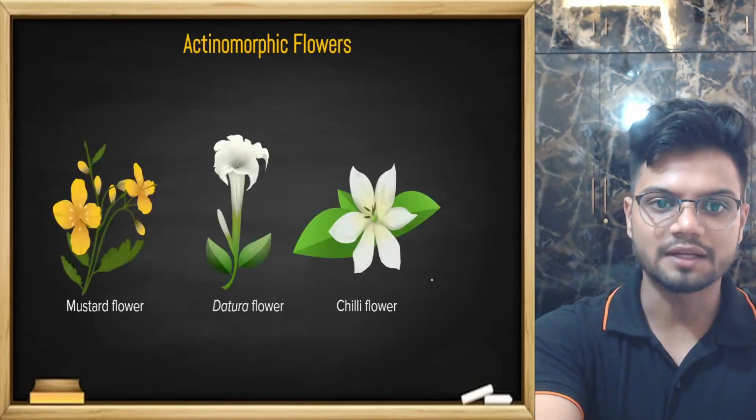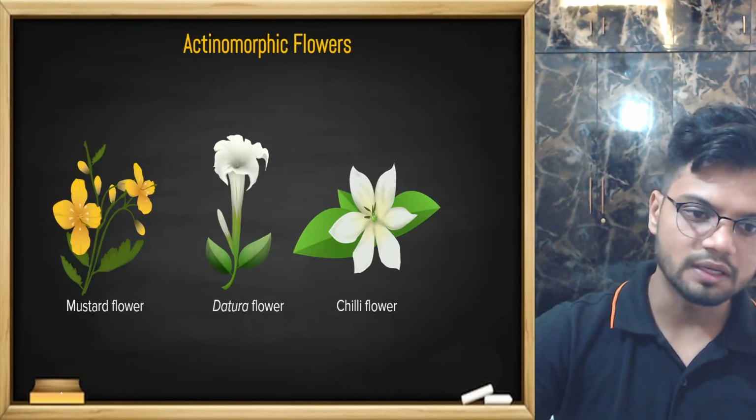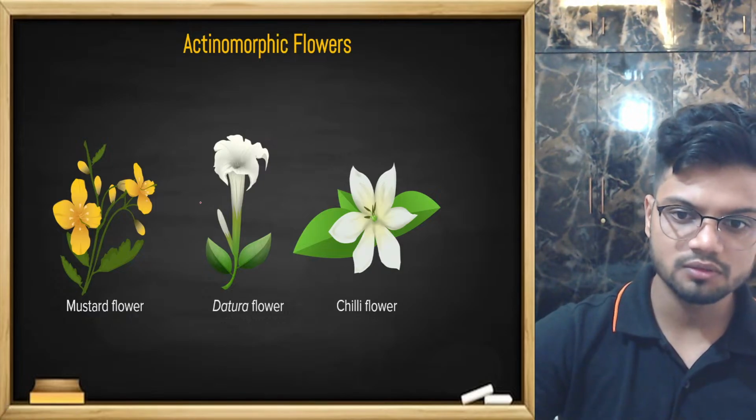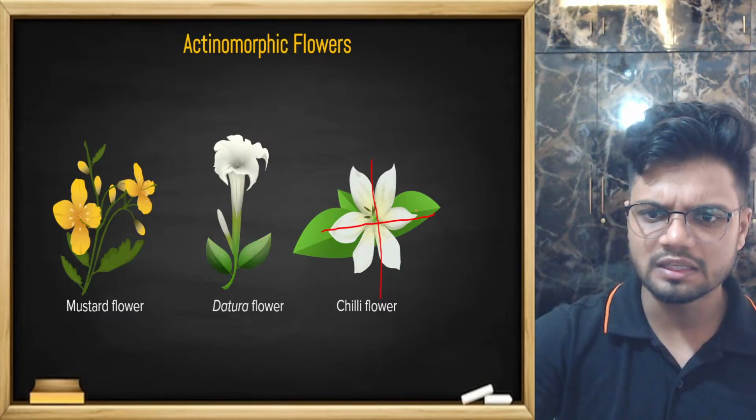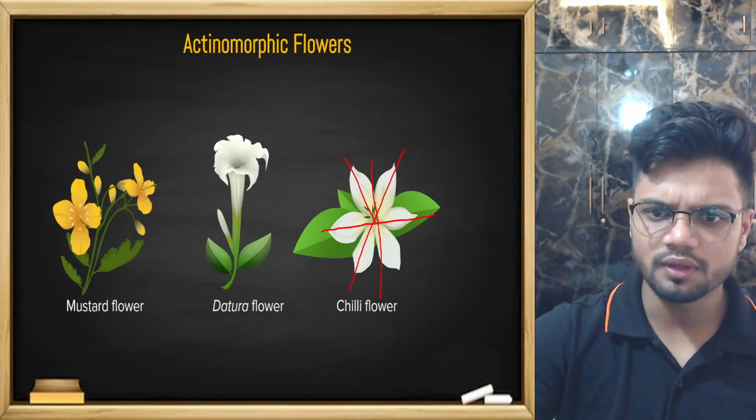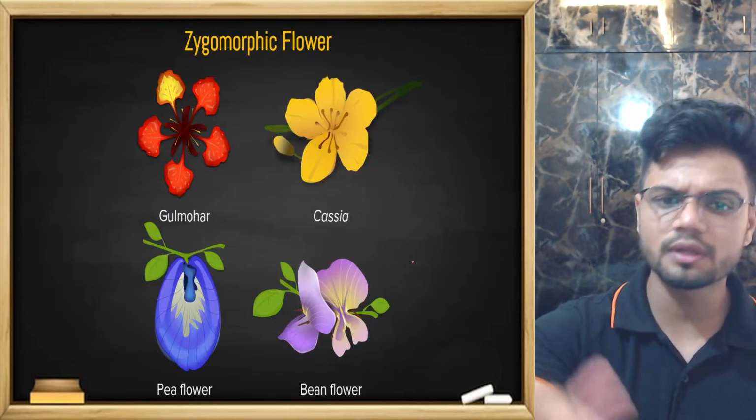See, this is actinomorphic. This flower can be divided in any plane. Actinomorphic: chili, datura, mustard. It can be divided into equal halves in any plane. Can you see? Divide into equal halves in any plane. You can divide it. Now look at zygomorphic.